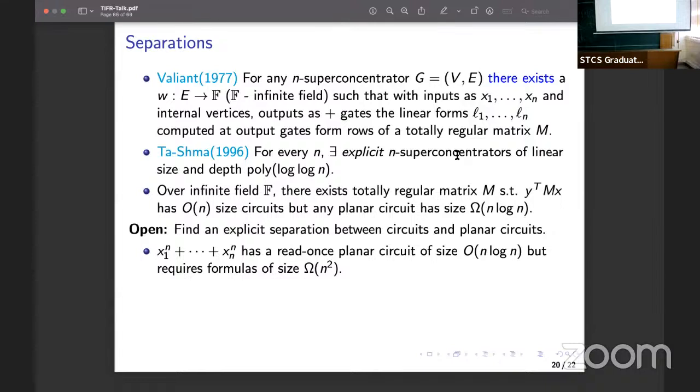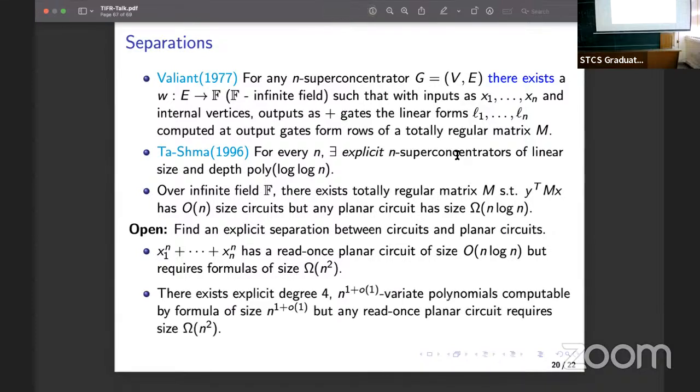Now the other way around is a question you can ask: is there something that can be easily computed by formulas, but any read-once planar circuit requires large size? Easy and large are all very toned down; it's not like polynomial versus square polynomial. So you can use super concentrators again, but not as before. You can use depth two super concentrators to show that there exists an explicit polynomial of degree 4 such that it is computable by a formula of size n to the 1 plus o(1), but any read-once planar circuit requires much larger size.